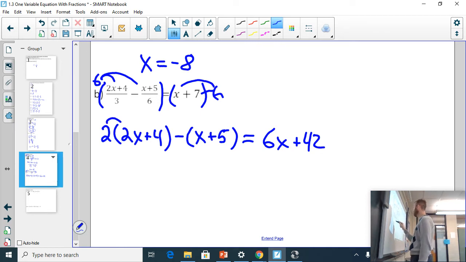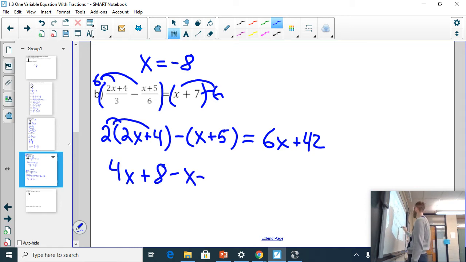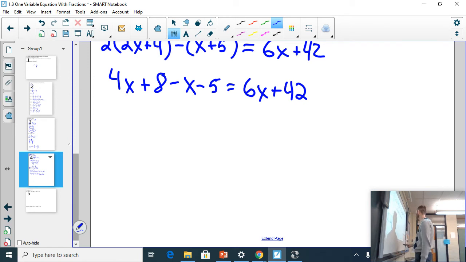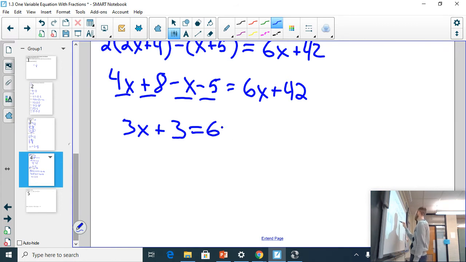We have 2 times 2x is 4x, 2 times 4 is 8, and then we're going to have minus x minus 5, distributing that negative, equals 6x plus 42, right? And now it's a matter of simplifying. I have 4x minus x, that's 3x. Then I have plus 8 minus 5, that's plus 3. Then 6x plus 42 on that side.